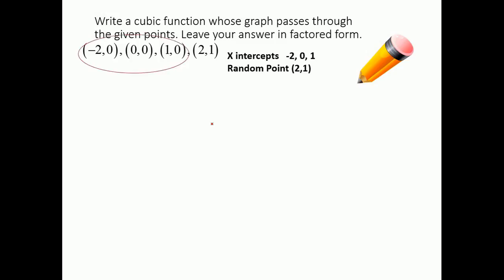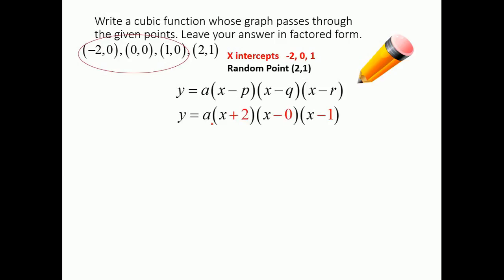So now let's go ahead and plug it into our formula. y equals a times x minus p times x minus q times x minus r. And remember, guys, it's going to be opposite. So instead of being x minus 2, it's going to be x plus 2, right?